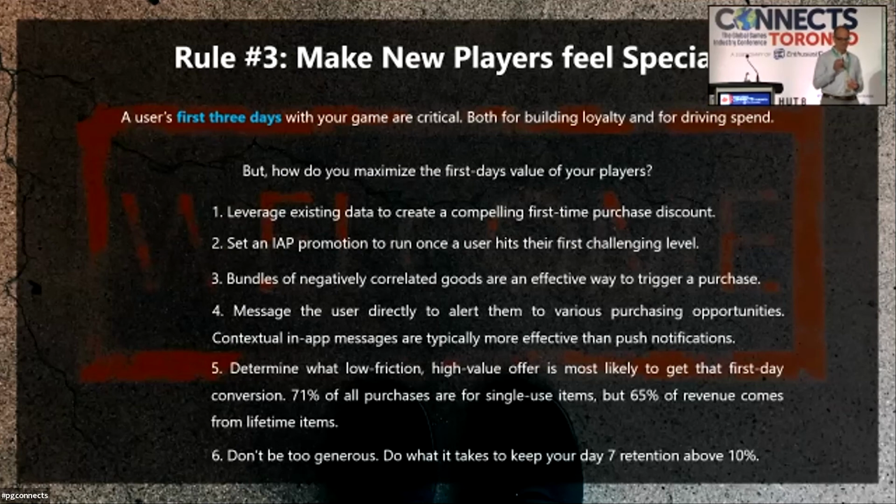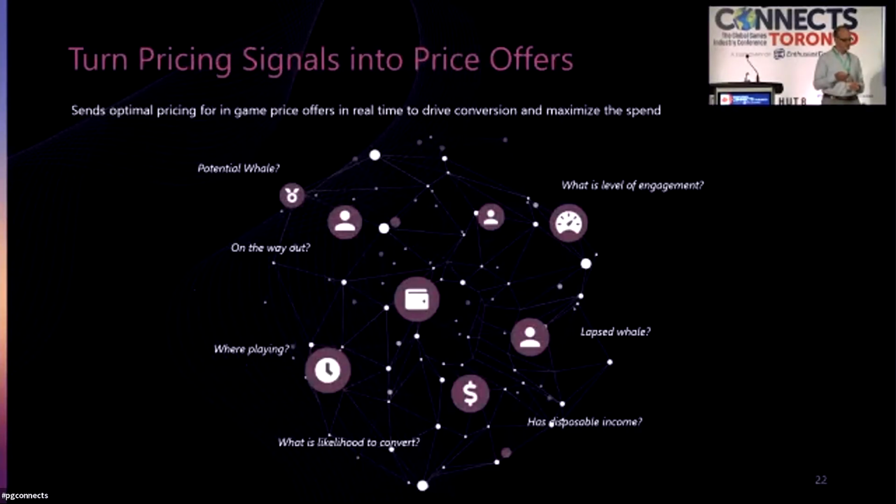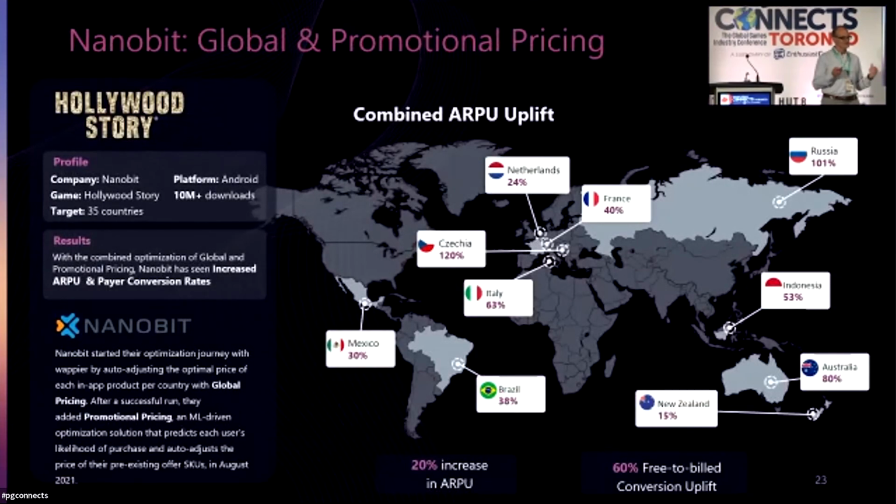And I've run out of time, but here's a case study. It works. This is a perfect example, Nanobit Hollywood Story, where we took them from global pricing to promotional pricing, a net positive impact. So again, first, fix your prices globally across the board. Next, think about how you leverage insights into player behavior to make your special offers more targeted to boost payer conversion and maximize overall revenue.